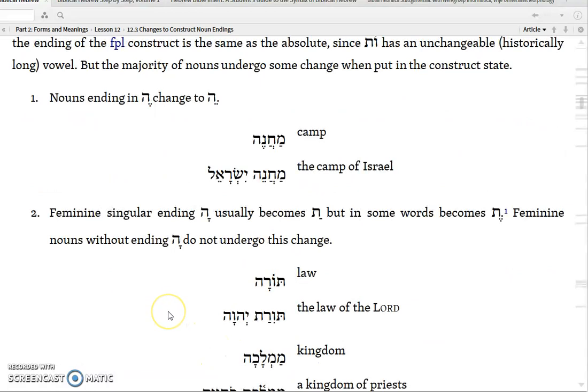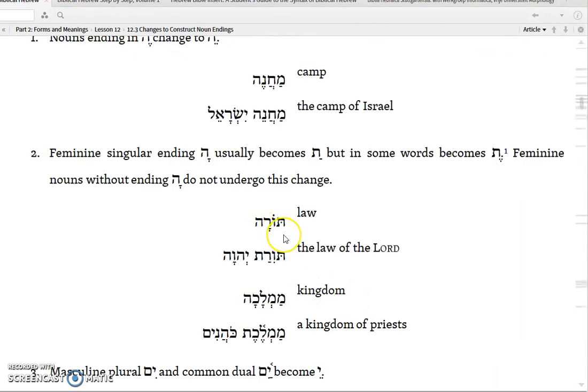Rule number 2. Feminine nouns that end with kamatz he usually become patah he in the construct, though with an occasional segol he. So, for example, the word for law, Torah, in construct becomes Torat. So, law becomes Torat Adonai, the law of the Lord.